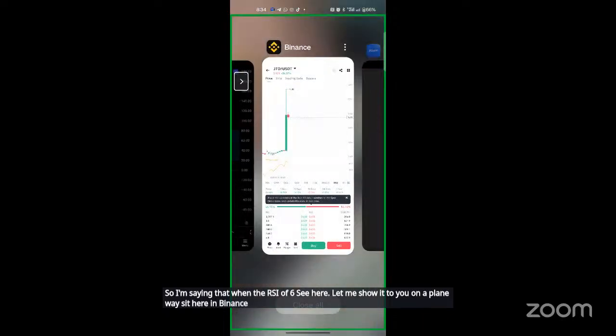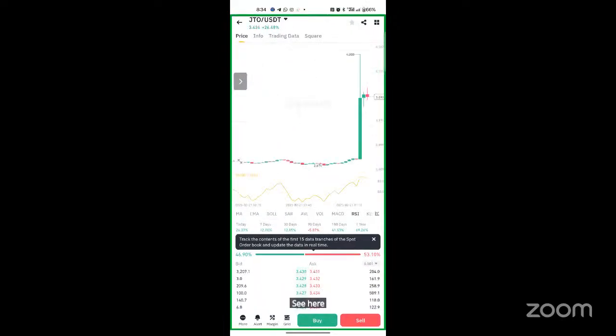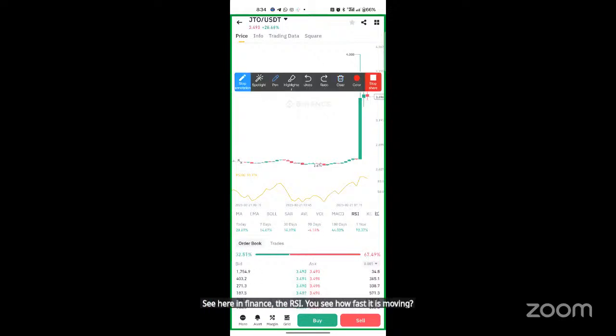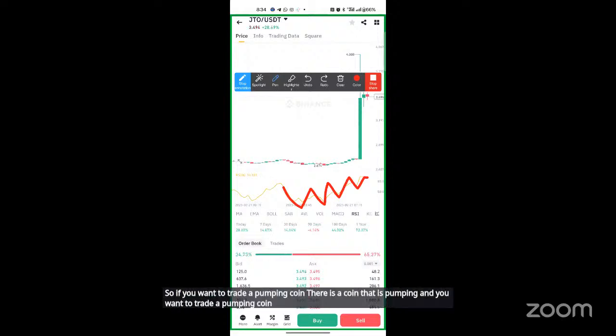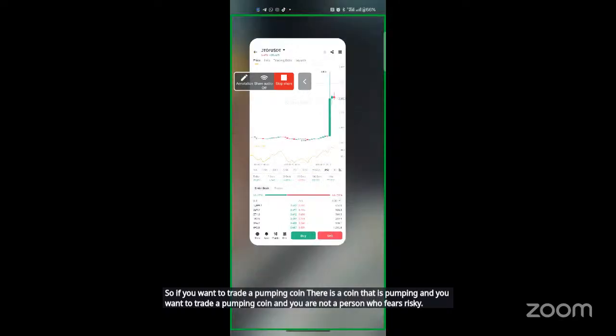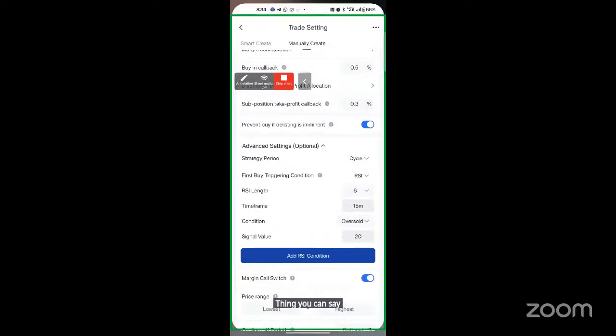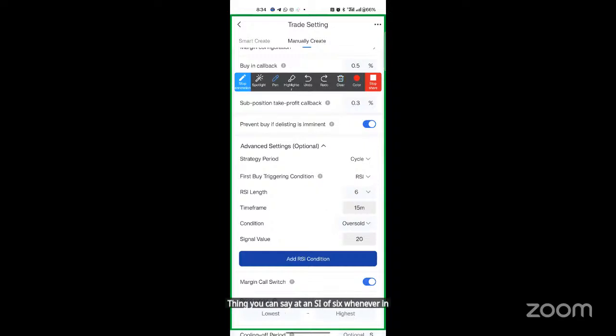See here in Binance, the RSI. You see how fast it is moving? It is very fast. So if you want to trade a pumping coin, and you are not a person who fears risk, then you can say RSI of 6. Whenever in 15 minutes it comes into the oversold area, my robot buys.